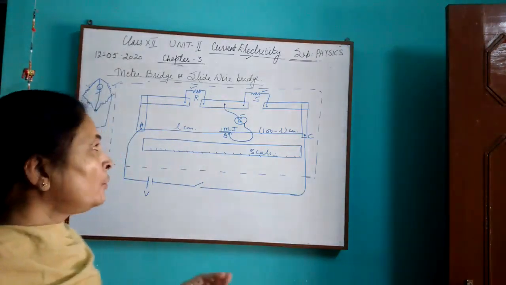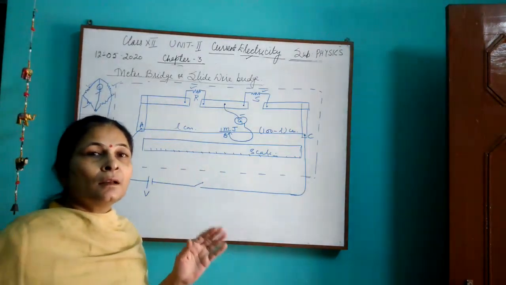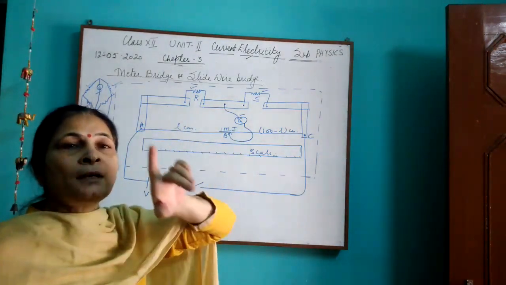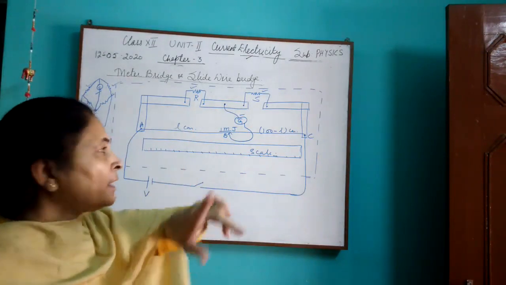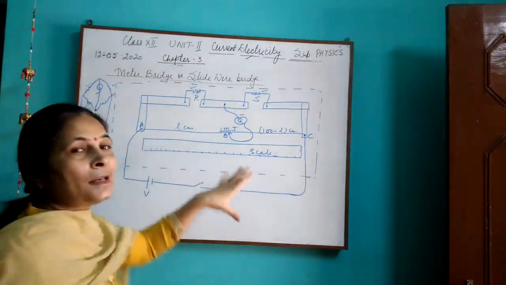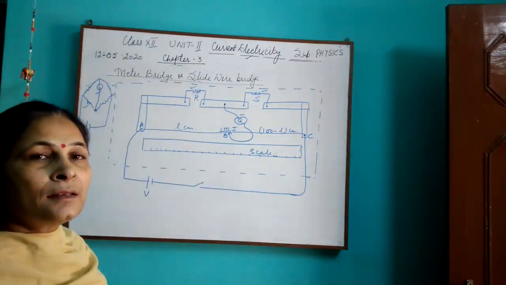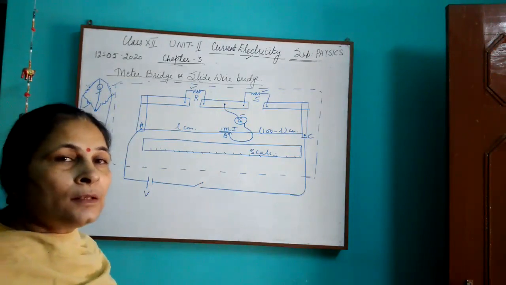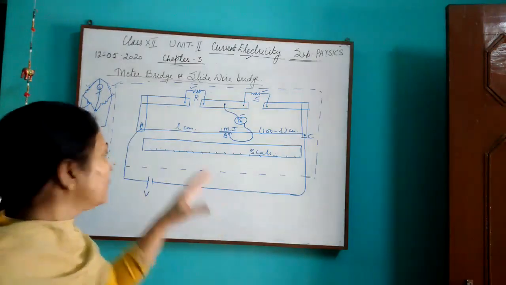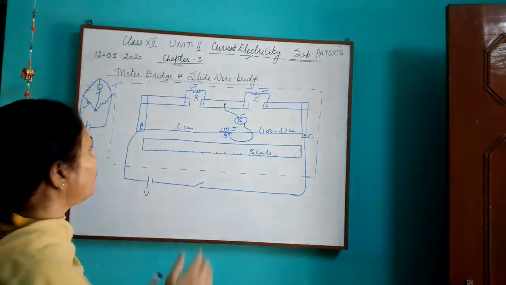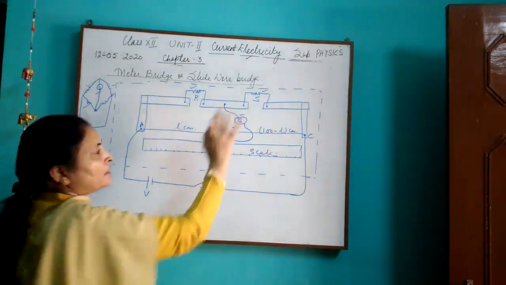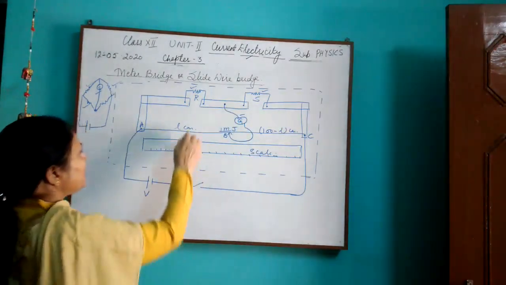No deflection in the galvanometer means no current. You already know that a galvanometer is a device to detect current. So in the galvanometer, the needle shall point at 0. That is said to be the null point, and the bridge is said to be in balanced condition. Once the meter bridge is in balanced condition, this ratio shall hold good: R upon L must be equal to S upon 100 minus L. Now you see, this is a distance.